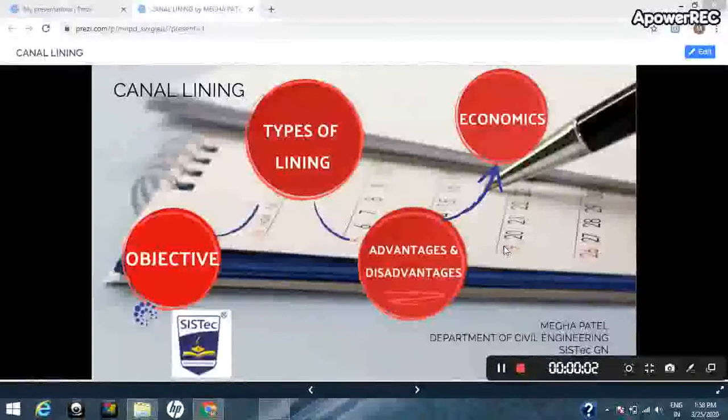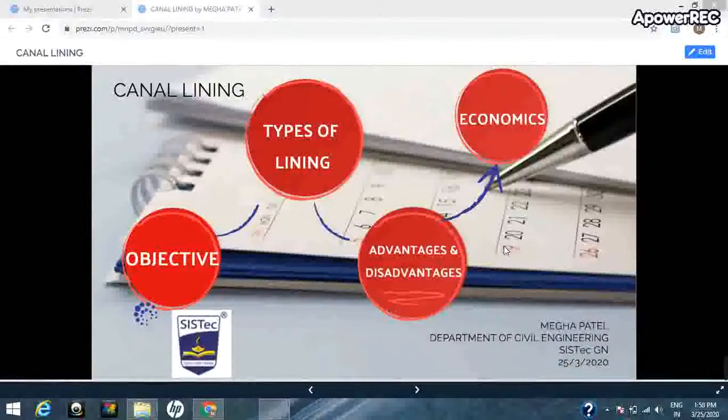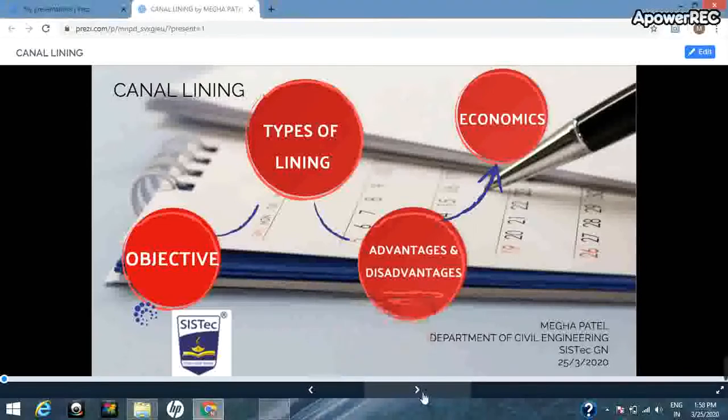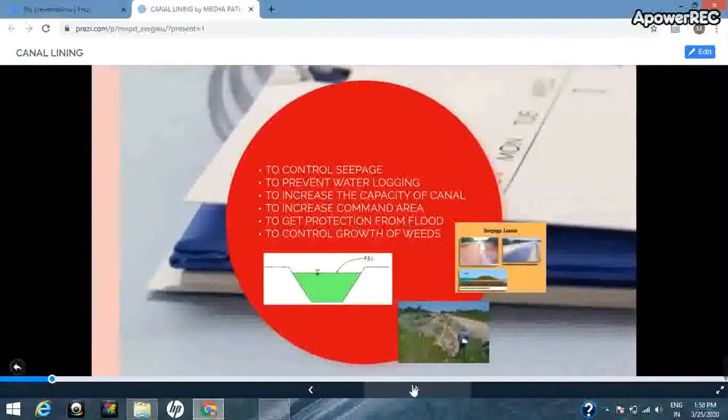So the first topic about canal lining is the objective of providing canal lining, meaning why we are providing lining of the canal, why it is necessary to line the canal. The objectives are divided into these parts. First one is to control the seepage.